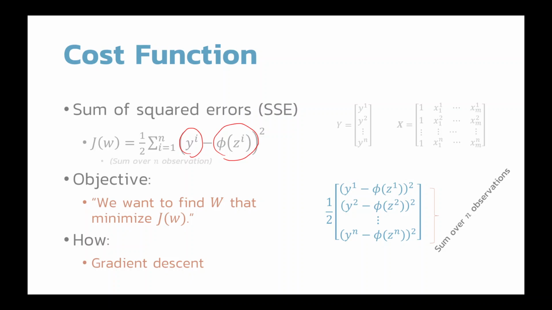If there is an error, this term will be non-zero. If the prediction is correct, this term is going to be 0. So if you have a non-zero, that means the model is making mistakes, right? We're going to square the term because we don't need the negative number. The negative sign doesn't mean anything. We just need the magnitude. That's why we square it. And then we're going to sum this error over all of the observations.